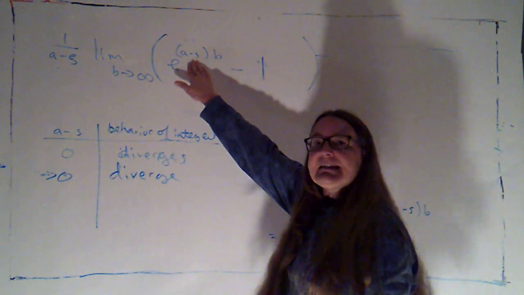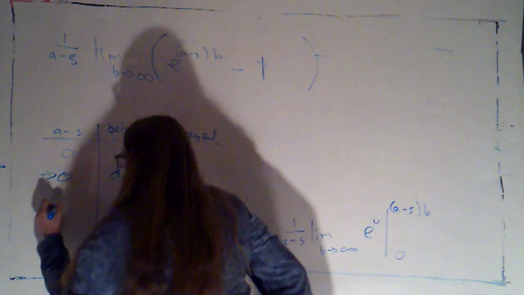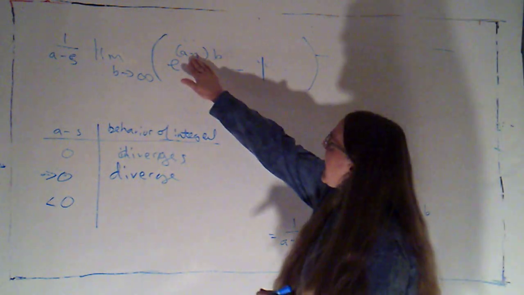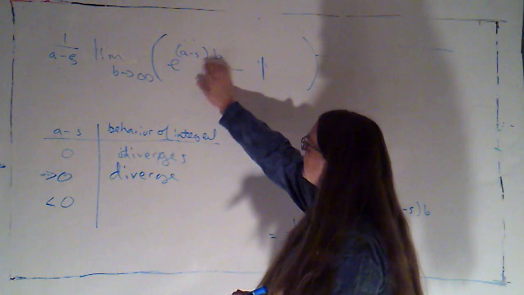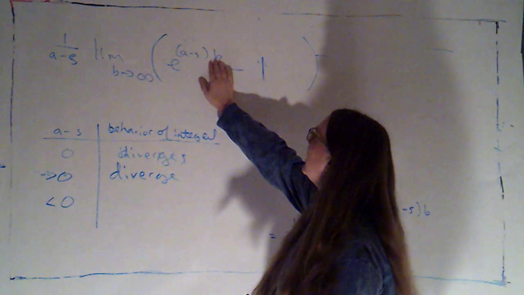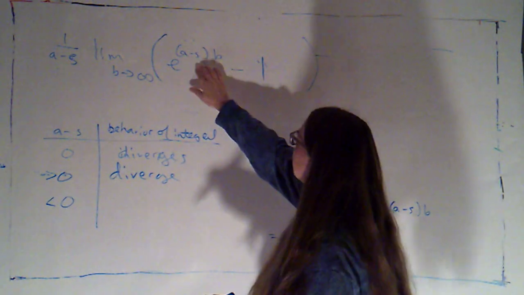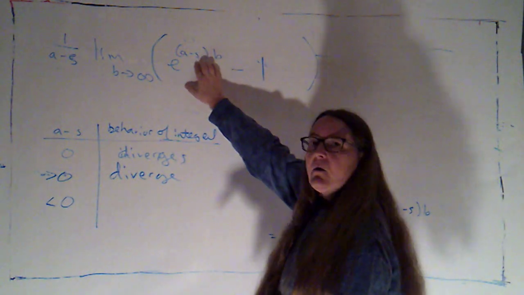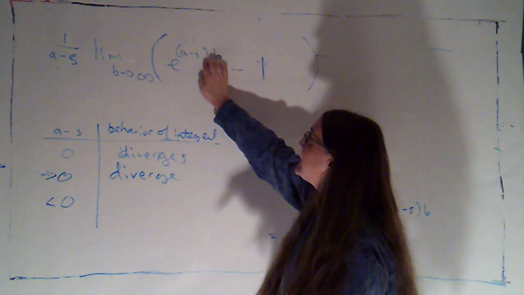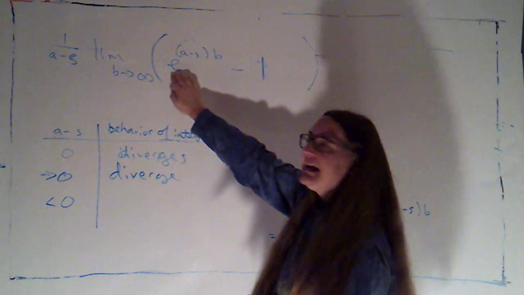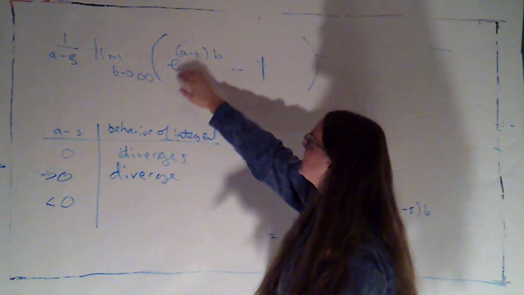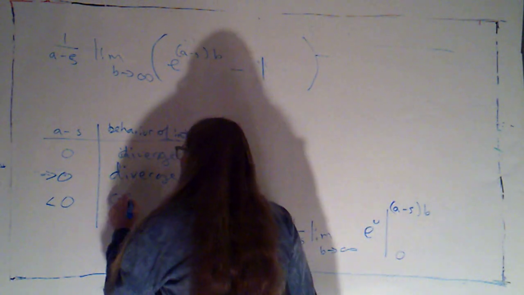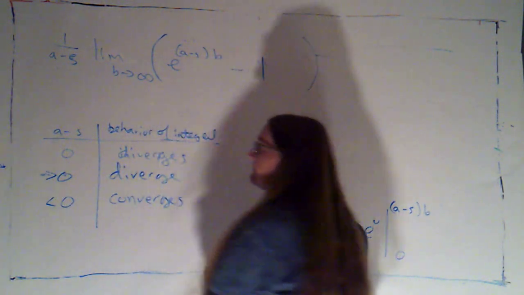But if a minus s is less than 0, then a minus s times b is a negative multiple of b, a negative exponent, because b, remember, is going off to infinity. Now the exponent is going to negative infinity, so the exponential expression is going to go to 0. So this is where we're going to get that it converges.